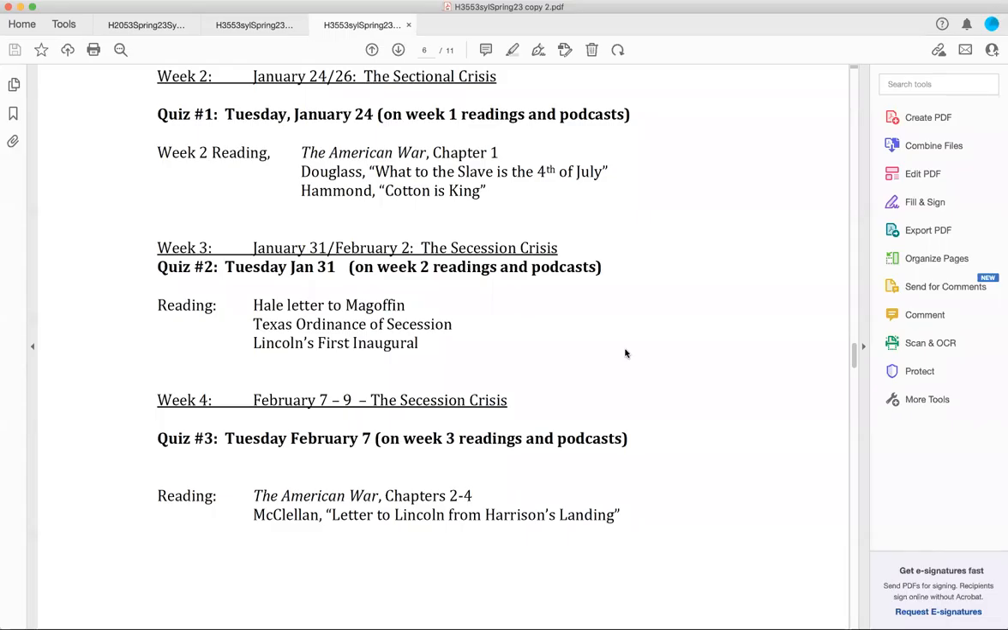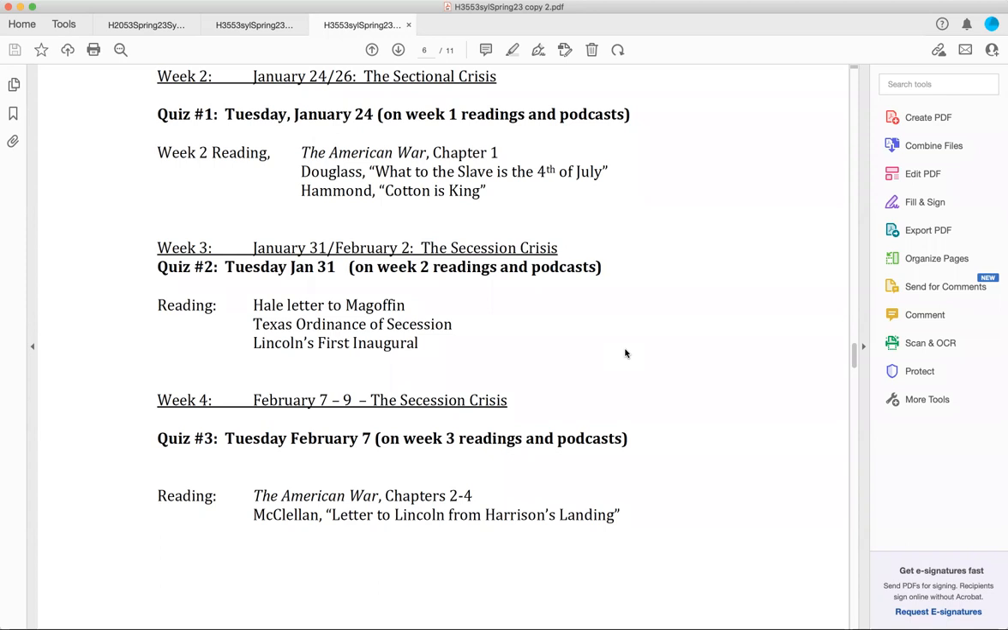Hey class, this is a quick orientation to the readings for this week. The first two readings happened about the time that the South is leaving the Union. Hale is a representative from Alabama, and he's writing to McGuffin, I can't say his name, the governor of Kentucky.